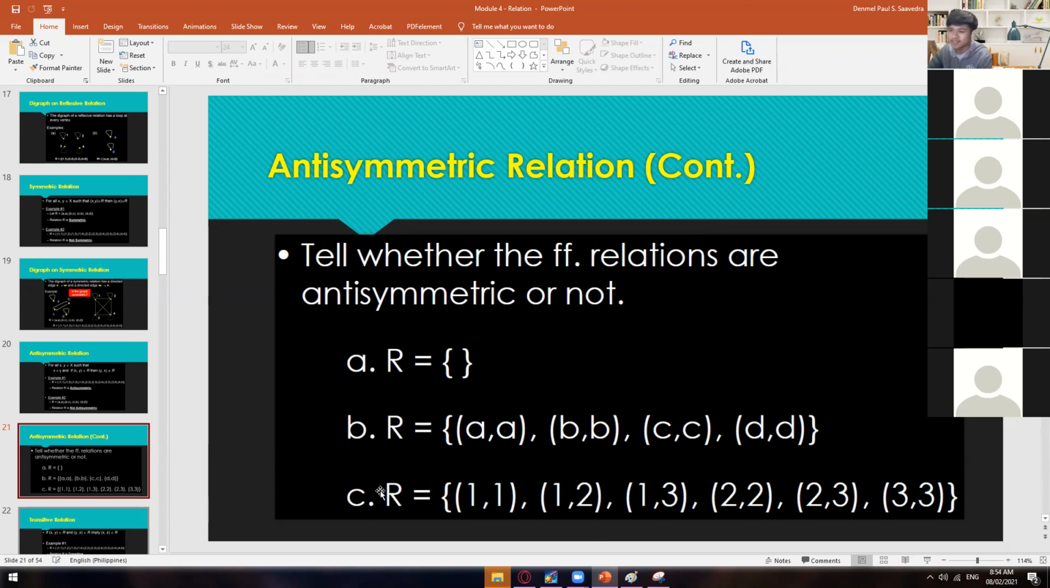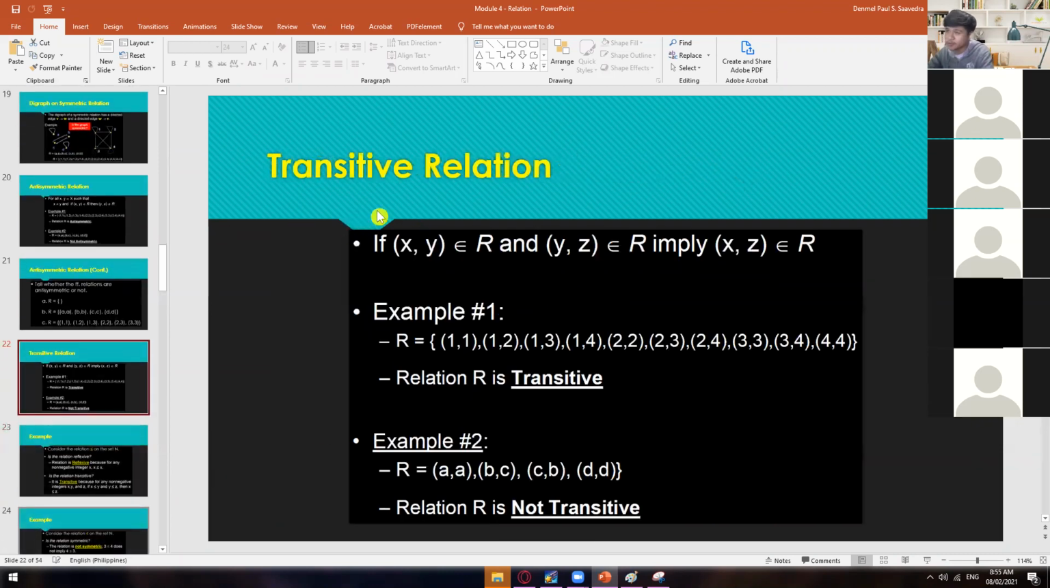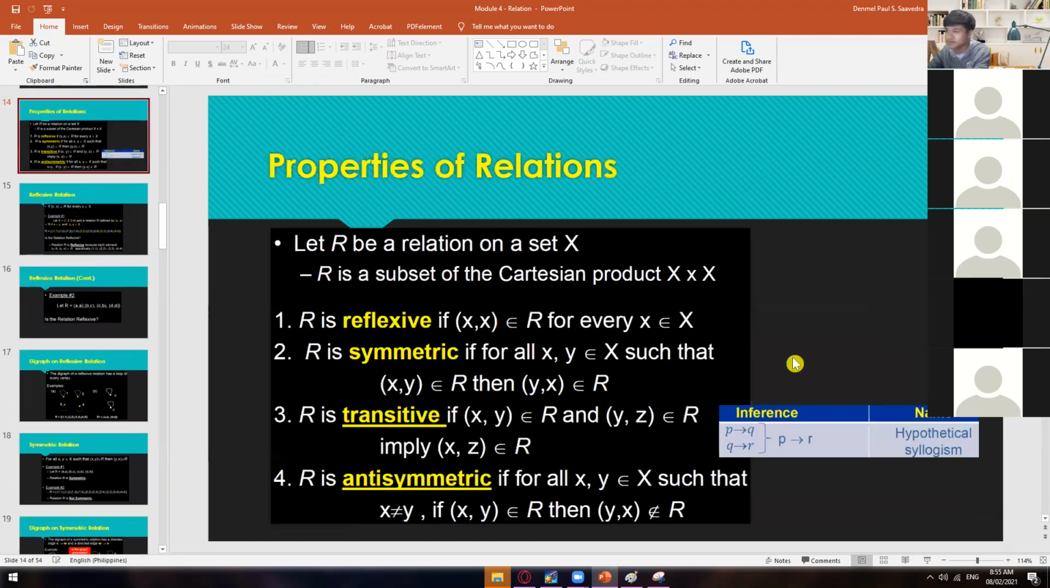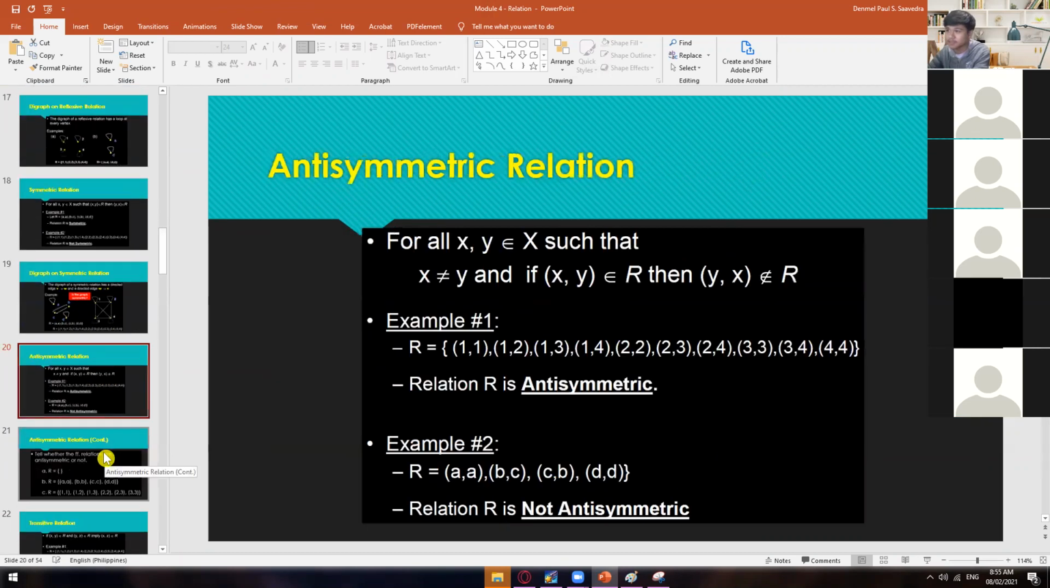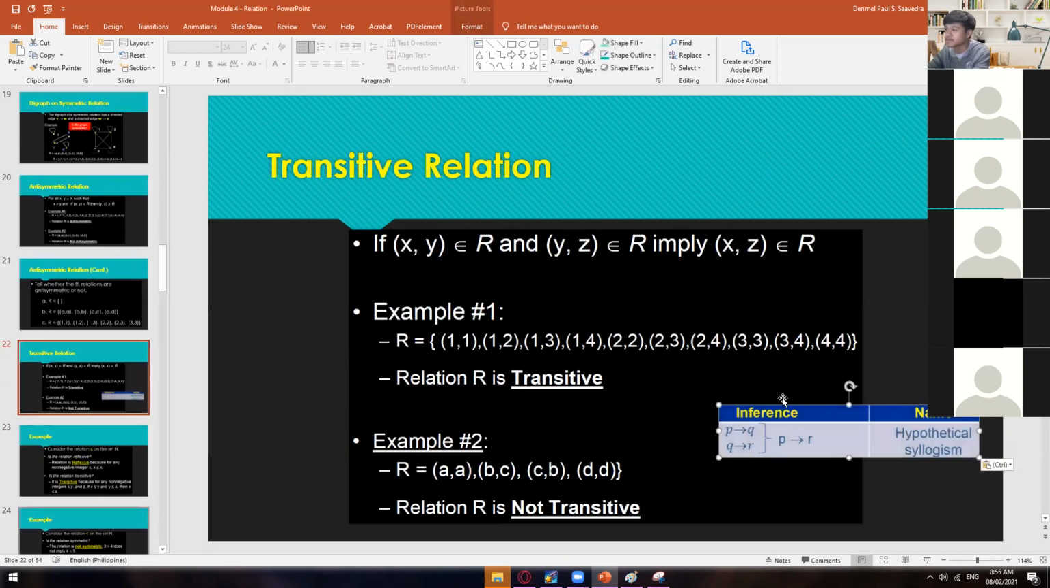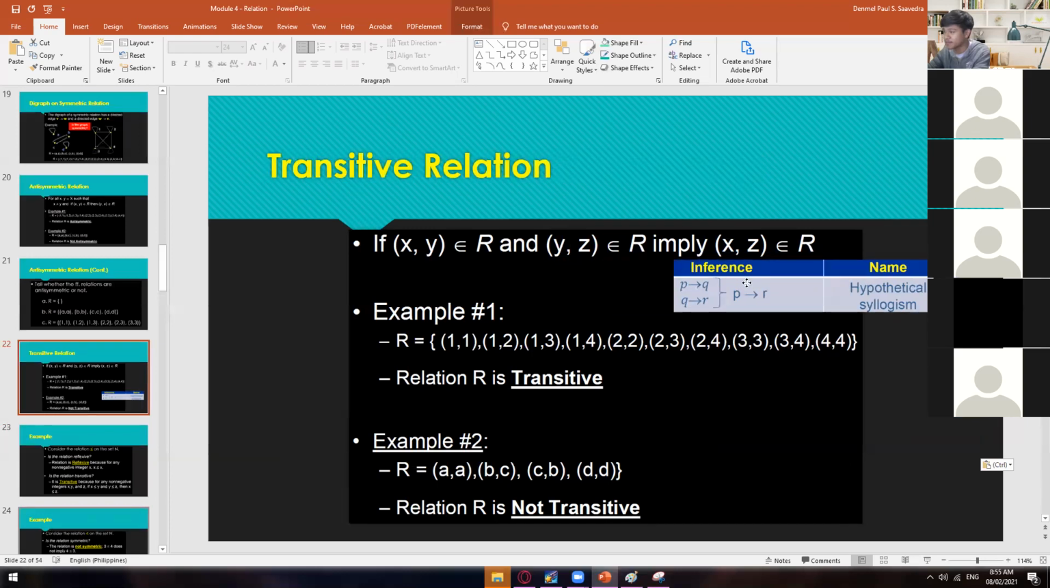Are we clear so far regarding antisymmetric relation? Yes, sir. All right, so I hope the others can also follow. Let's now move on to the transitive relation. This one is super easy to understand. So let me just copy this one and place it here. This one is very helpful.